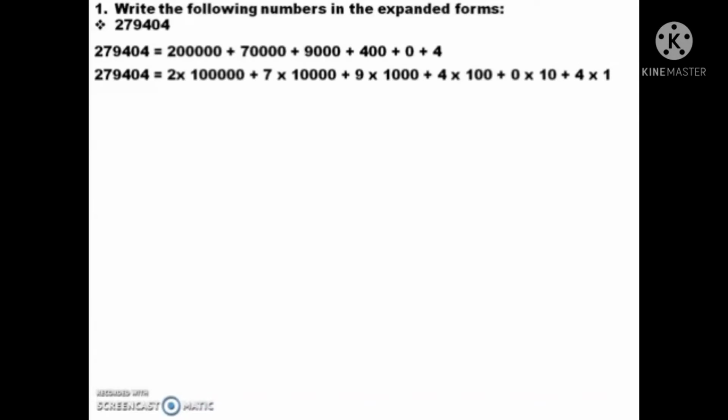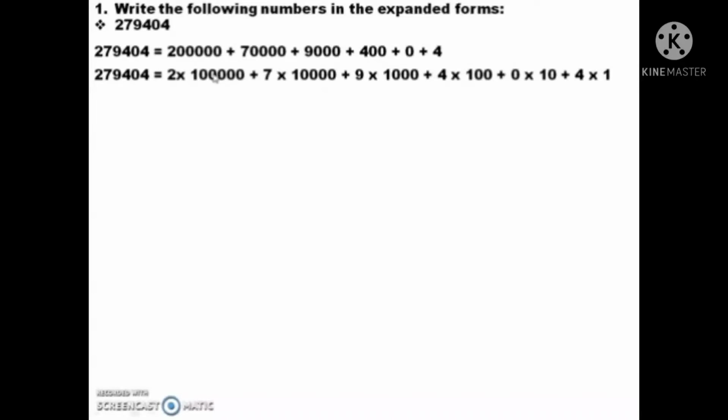This is the expanded form which you have learnt in lower classes. That is 2 lakh plus 70,000 plus 9,000 plus 400 plus 0 plus 4. That is, expanded form is using the place value of each digit. Isn't it? Now I'll show you how to write this in another way. This also you know, isn't it? This is multiplication with its place value.